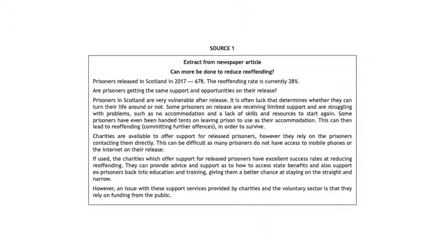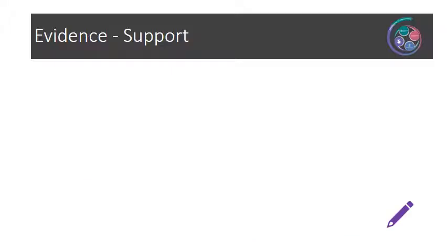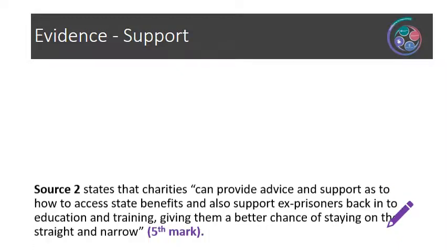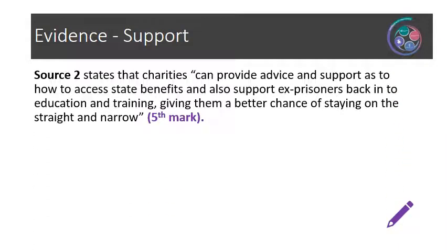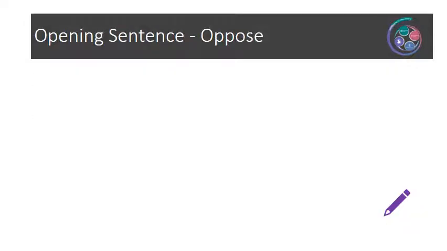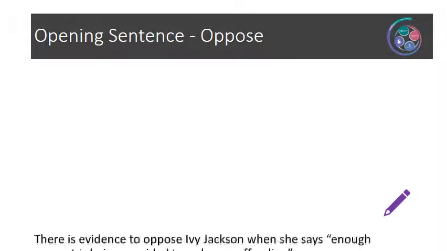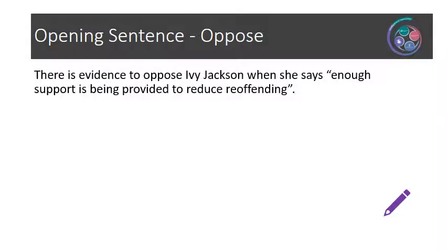We then want to find a final piece of evidence to support Ivy Jackson. In this case, we can go into source 1. And without the need to synthesize, because we have our 5th one, we can leave that like so. We then want to go in to find evidence which opposes the view of Ivy Jackson. So we may write, "There is evidence to oppose Ivy Jackson" when she says enough support is being provided to reduce reoffending.